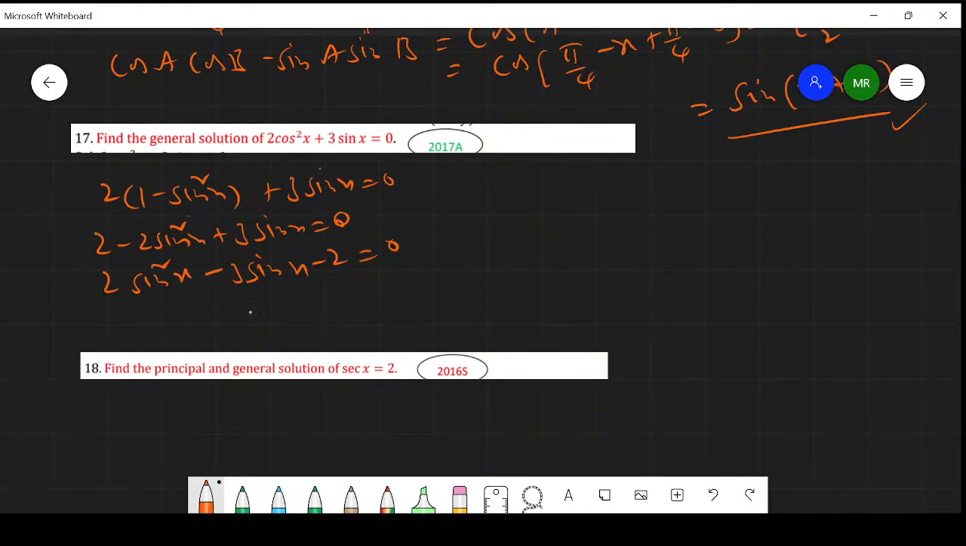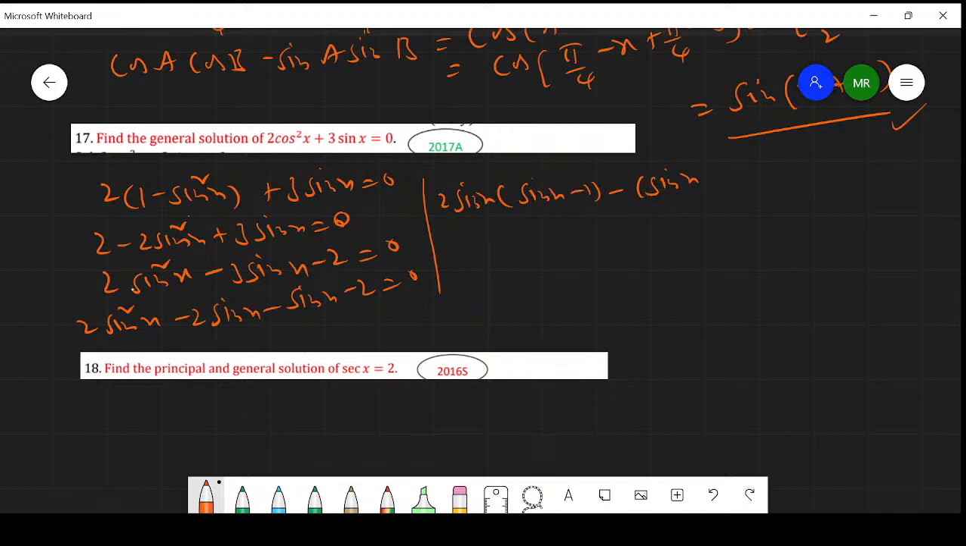You find the factors of this: 2 sin square x minus 2 sin x minus sin x minus 2. If you find the factors, you take 2 sin x common, 2 sin x into sin x, you will get 2 sin square x minus 1. Again you can take minus common.